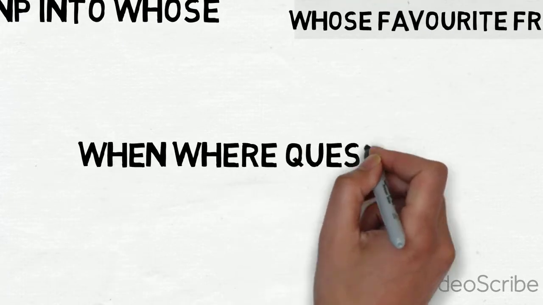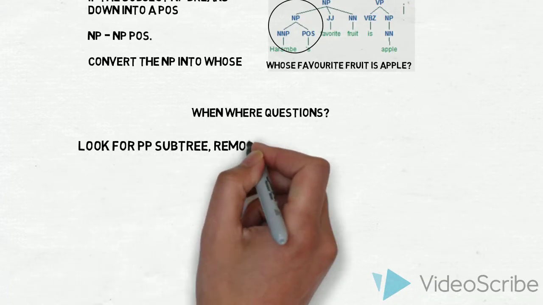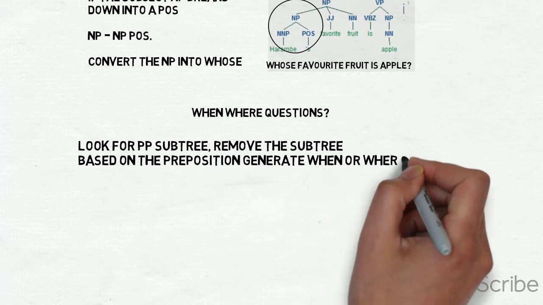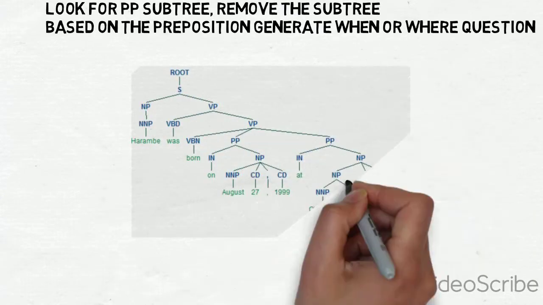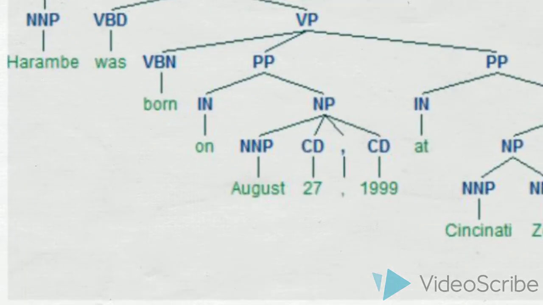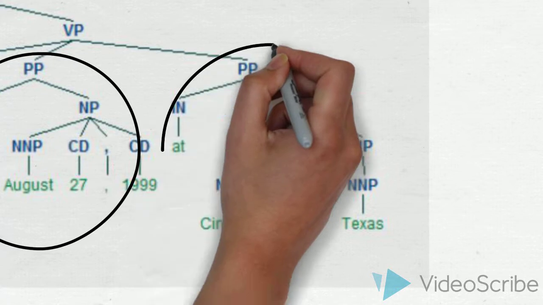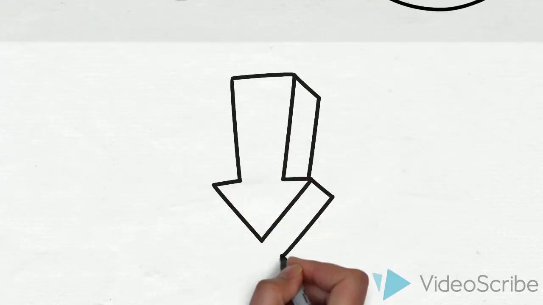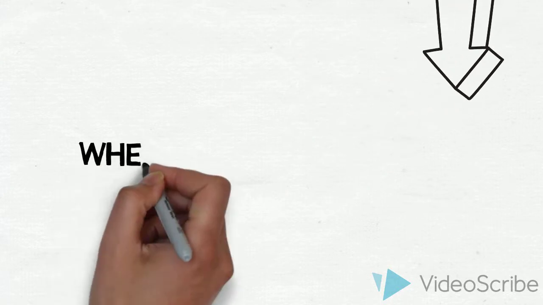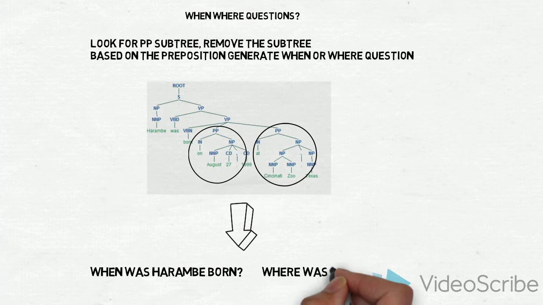For location and time questions, we begin by locating prepositional phrases in the parse tree of the sentence. Remove the subtree and based on the preposition, we append the relevant question tag. For example, in this case, a when question can be formed as well as a where question can be formed. For example, when was Harambe born and where was Harambe born?